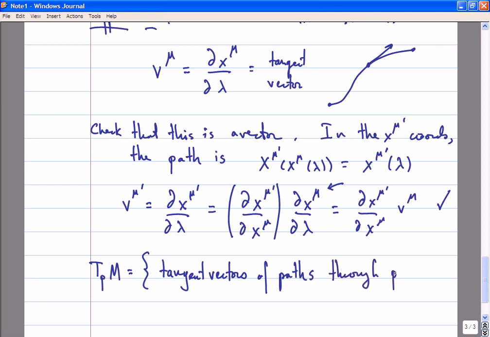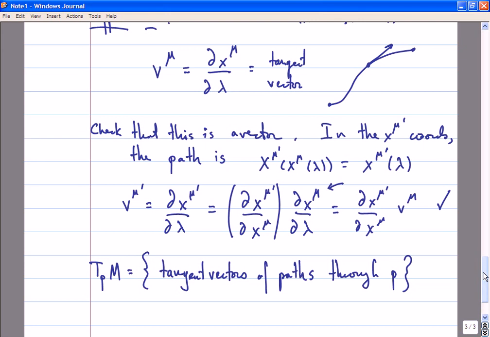This is a physics class, so I started with a picture and with some words and didn't prove anything. But if this were a math class, that's how I would have defined the tangent space. If this were a math class, it would have taken me like 5 freaking lectures, though. So it's good that it's not a math class.